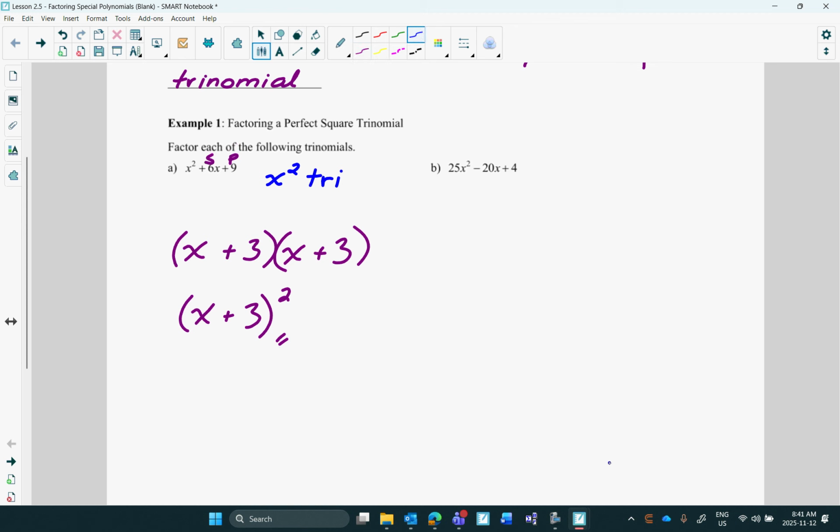How about the second one? What kind? Ax squared trinomial. That's why we have to do the rainbow thing.